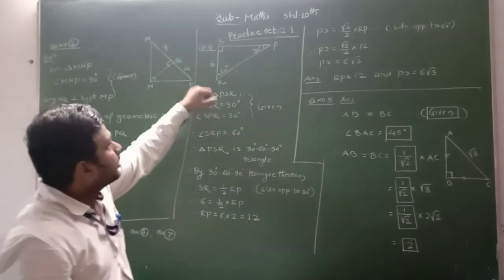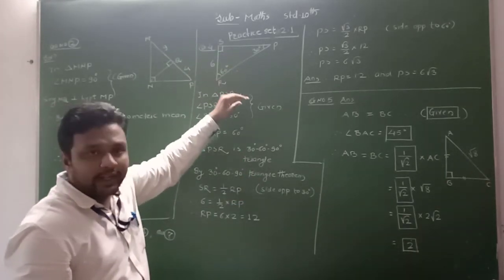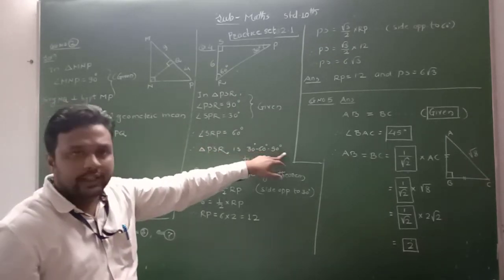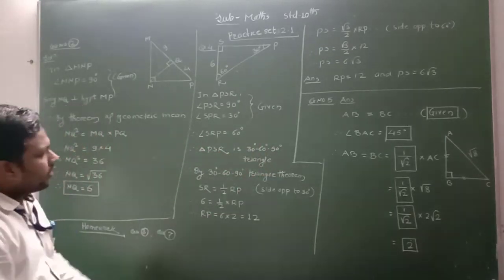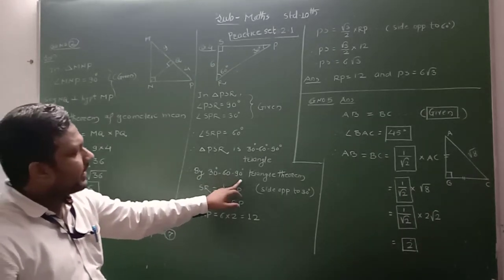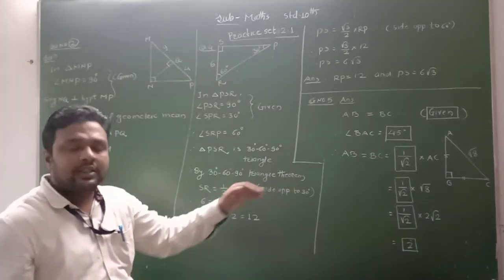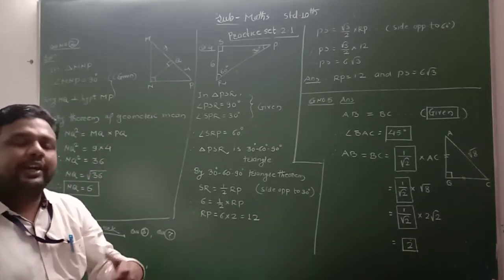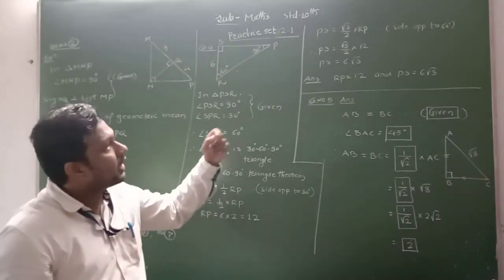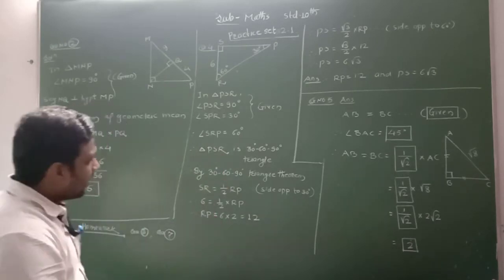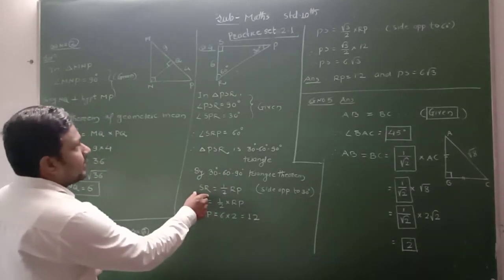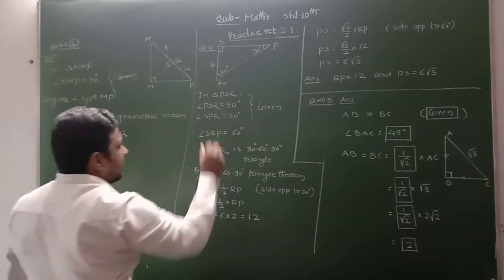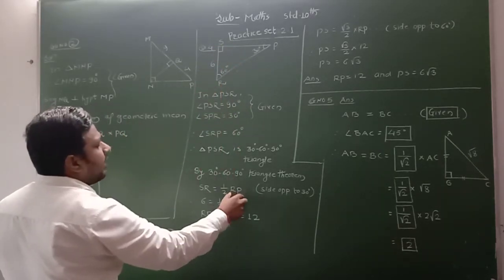Then triangle PSR is a 30, 60 and 90 degree triangle. The angles of this triangle are 30 degrees, 60 degrees and 90 degrees. Therefore, this is a triangle of type 30, 60, 90 degree triangle. Now, by the 30-60-90 degree triangle theorem, the side opposite to 30 degrees is half the hypotenuse and the side opposite to 60 degrees is root 3 upon 2 times the hypotenuse.